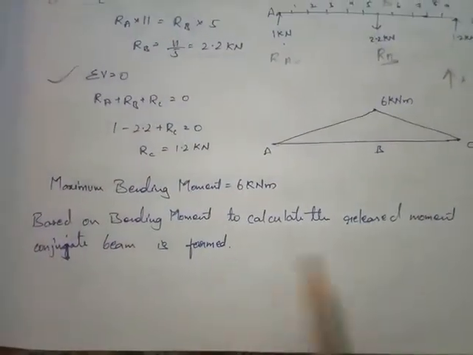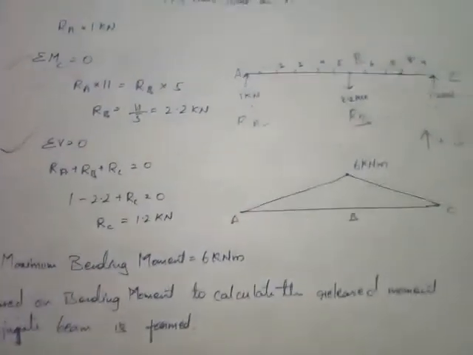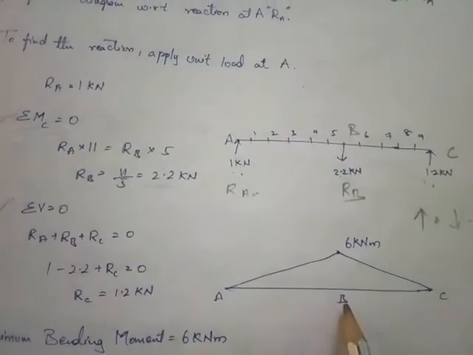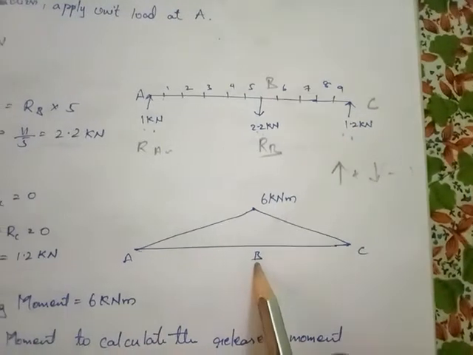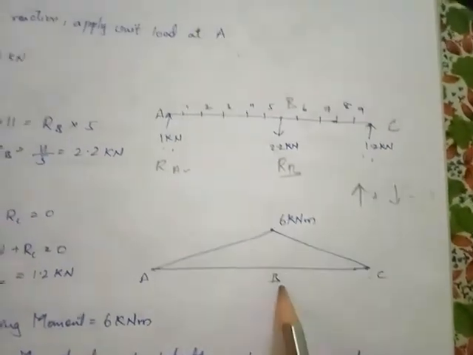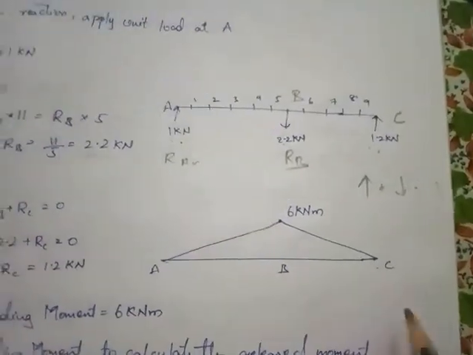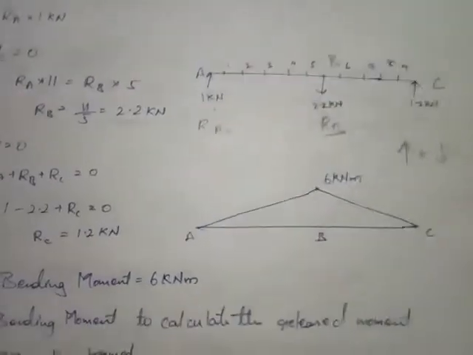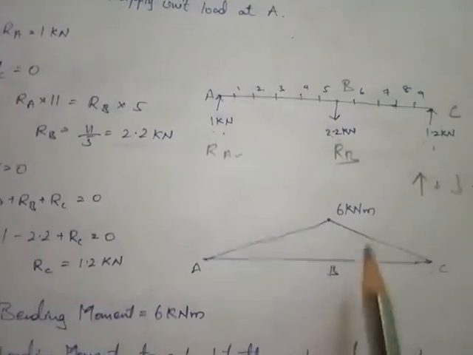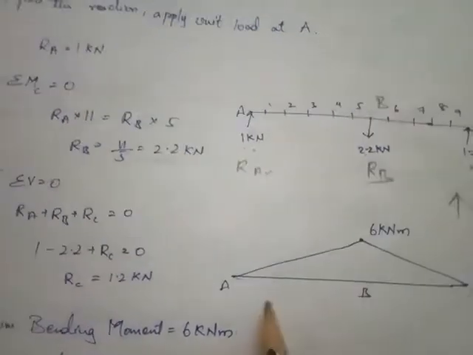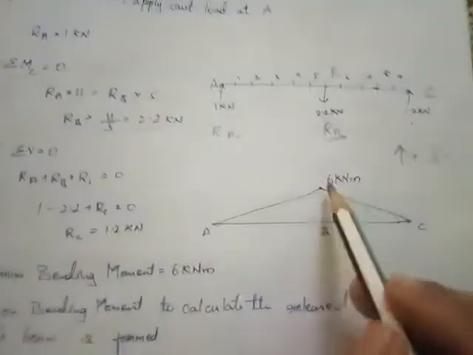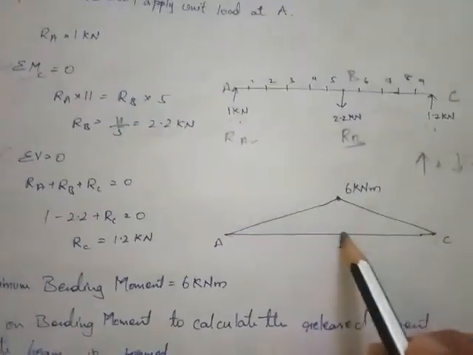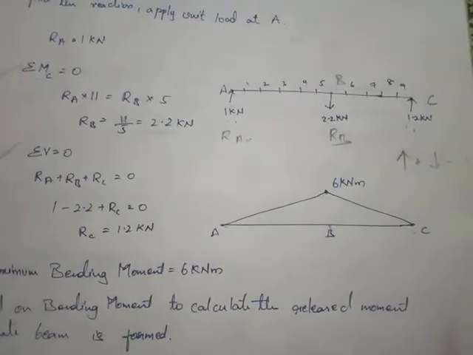After that we will find the bending moment. To find the bending moment, if you take about any point, say from RC, 1.2 into 5 meters, you will get 6 kilonewton meters. If you take from RA, 1 into 6 meters, that is also 6 kilonewton meters. So this is the maximum bending moment which we are going to have with respect to point C.